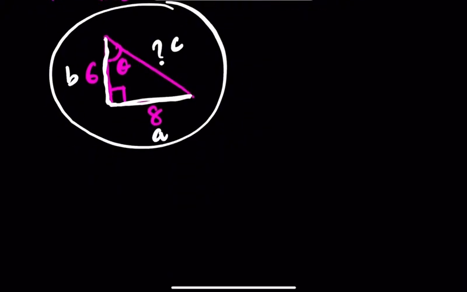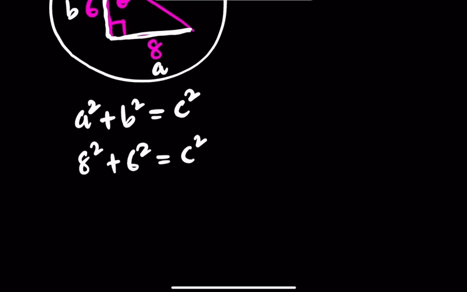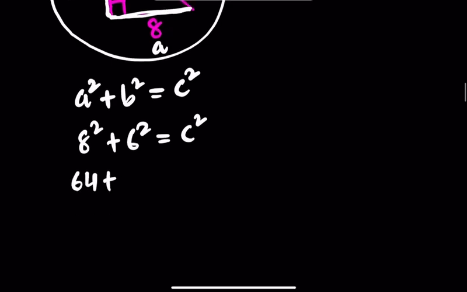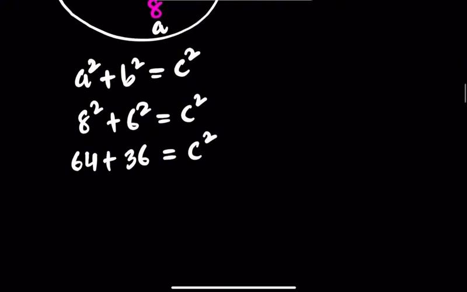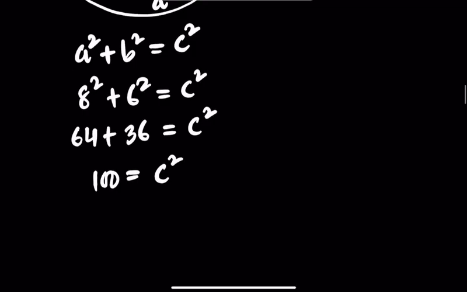Now the Pythagorean Theorem says a squared plus b squared is equal to c squared. a squared means 8 squared, b squared means 6 squared, and c squared is as it is. 8 squared is 64, 6 squared is 36, equal to c squared. 64 plus 36 would be 100, which is equal to c squared.